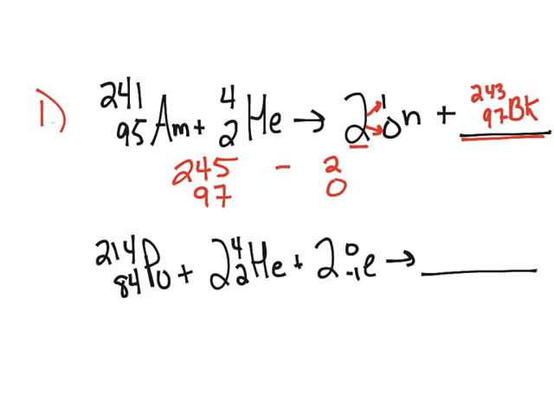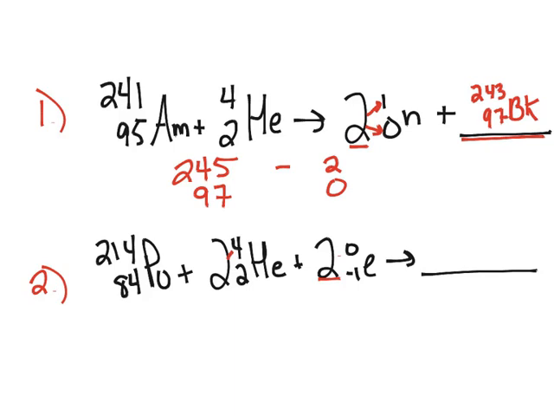So let's try the next one, example number 2. Same thing, where I need to make sure that the top numbers and the bottom numbers on each side are equivalent. Let's start adding up what we've got on the left-hand side. I have 214, and then I see that I have 2 alpha particles, so I multiply 2 times 4, and I get 8. I also see that I have 2 beta particles, or 2 electrons, however you want to view that. Again, there's a coefficient in front, so I've got to multiply 2 times 0, which is still just 0.